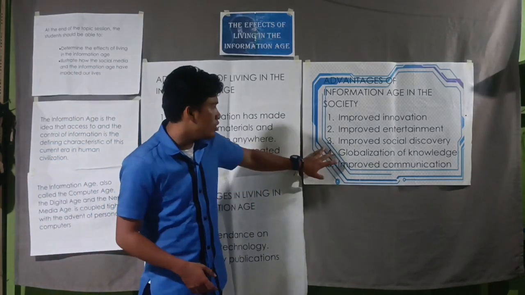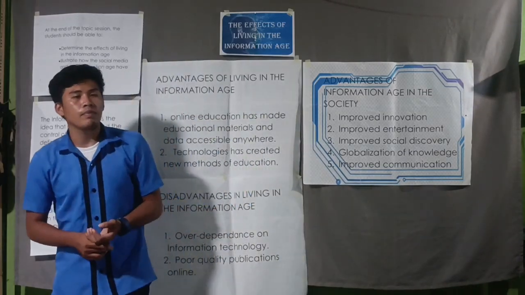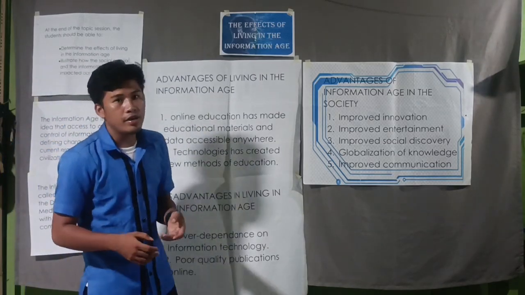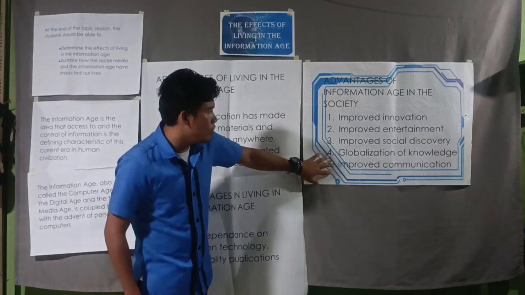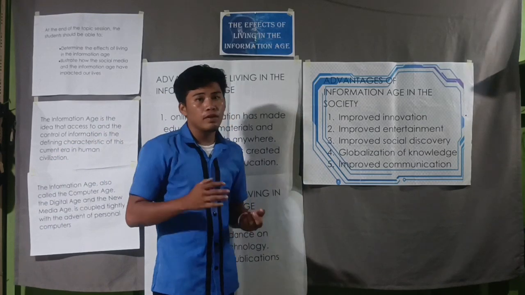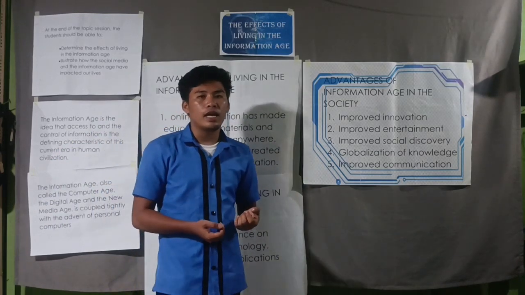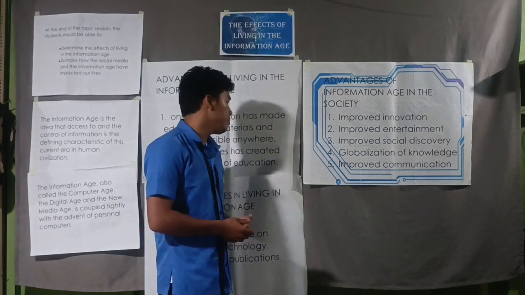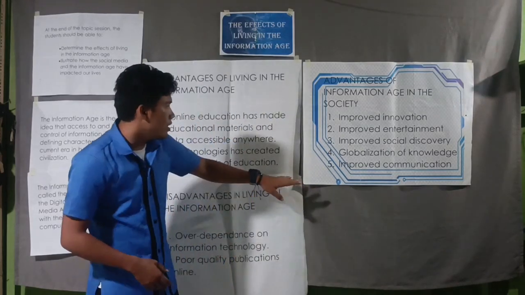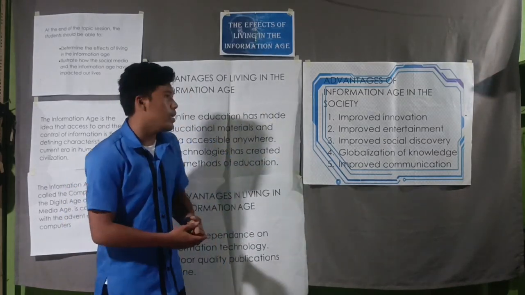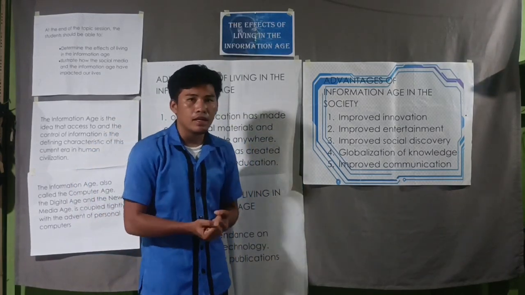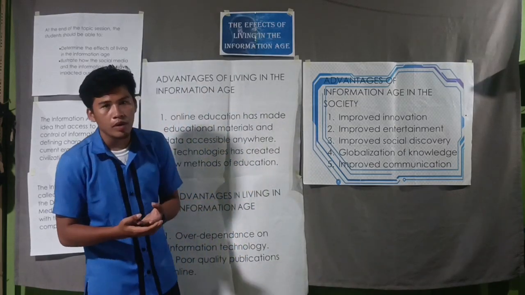We have improved social discovery. We can discover something new through the internet and many other sites. We have globalization of knowledge. We can gather data or knowledge just by surfing the internet, and it is easily accessible by each and everyone. And lastly, we have improved communication. Yes, this is the most common way to communicate now, the internet. We have Messenger, Telegram, email, and also many more.